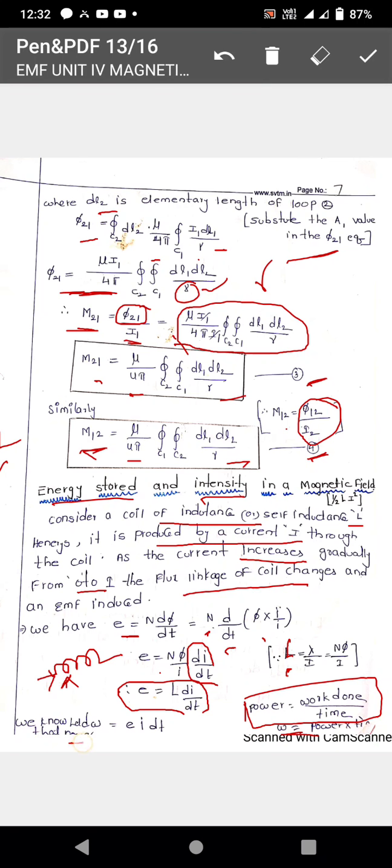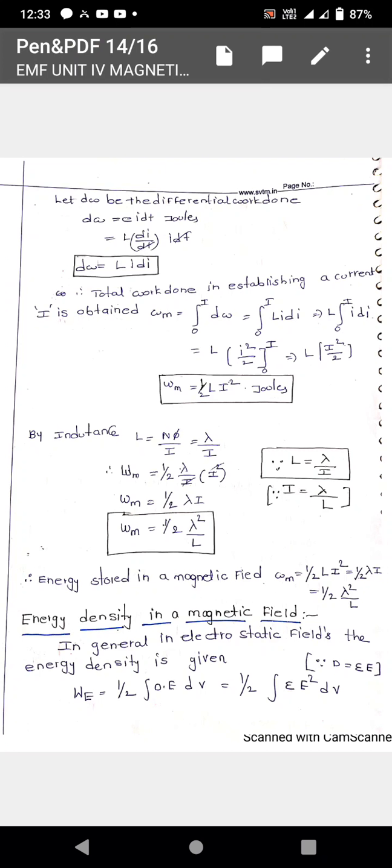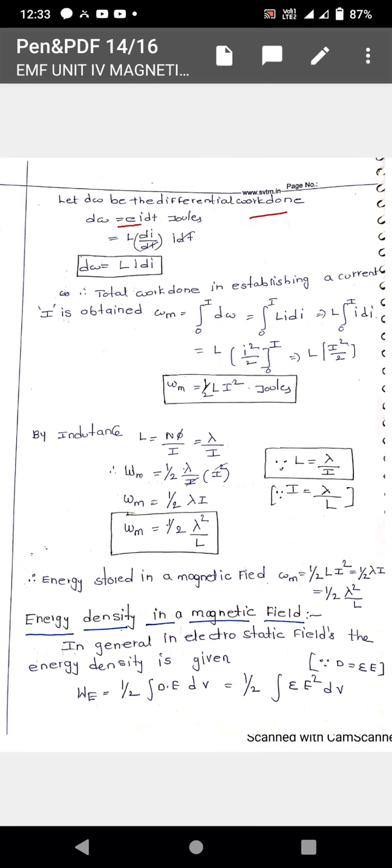We know that power equals work done divided by time, or energy divided by time. Power equals E by t, and the differential work done is EI dt. This we are using because we want the energy stored in the magnetic field. Let dW be the differential work done. Differential work done can be written as EI dt joules. Work means energy. Energy W equals power into time, where power is voltage, that is EMF, times I, so EI dt.